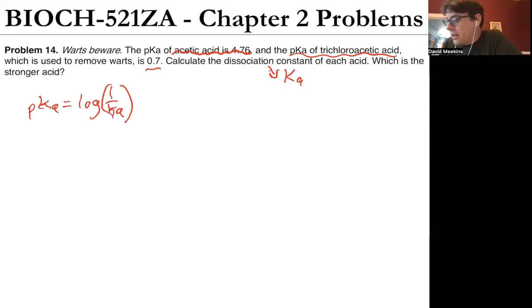We already know the pKa. So the pKa of acetic acid equals 4.76.